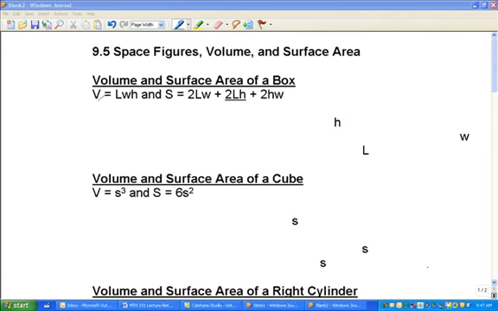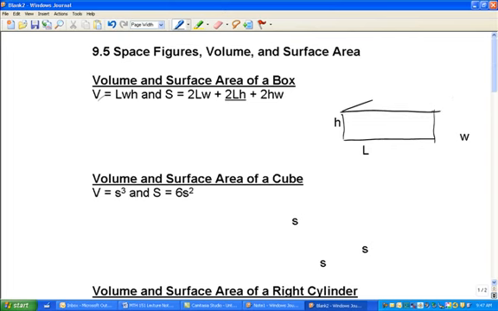Okay, let's take a look at section 9.5 on space figures, volume, and surface area. First of all, we have a box, sometimes referred to as a parallelepiped. And as usual, my pictures have not transferred, so I'm going to do a rough sketch here. Okay, so we have a box that has a height, a length, and a width.